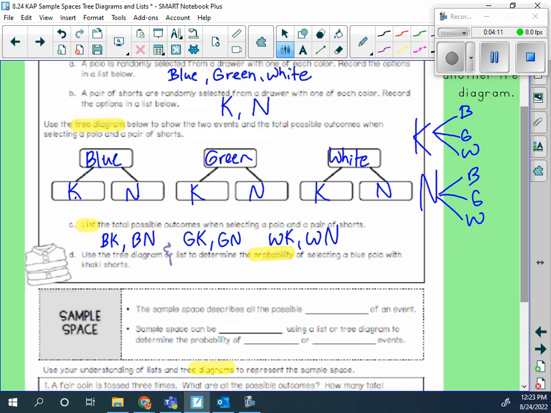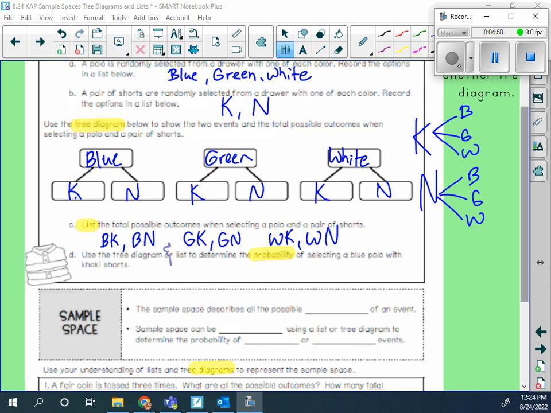Well, they still have the same outcomes, right? What's different? Well, one of them is horizontal, one of them is vertical, and one of them has me picking my shirt first versus the other one, I picked my shorts first. But does it really matter? No, because since you have to pick one of each, the order doesn't matter. Okay, so now the question D says, use the tree diagram and list. Your paper says or. Can you change that word to and? List to determine the probability of selecting a blue polo with khaki shorts.